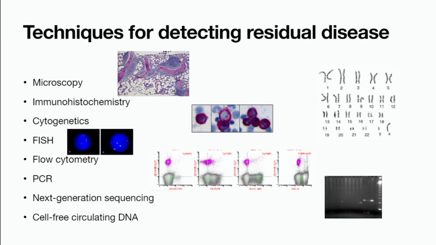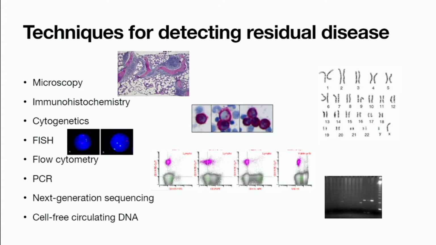Next, we get into some of the more high-tech ways of looking for small numbers of cells. So flow cytometry: the advantage of flow cytometry is you can look at a large number of single cells in one assay. If the cells you are looking for differ, for example, in their cell surface proteins, so that you can distinguish them from normal cells, you can now detect 1 in 10,000 abnormal cells relatively easily. So that gives you several logs more sensitivity.